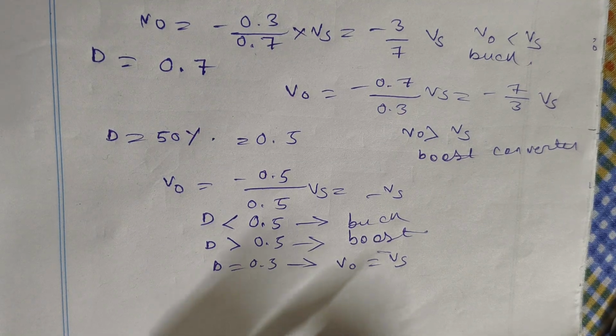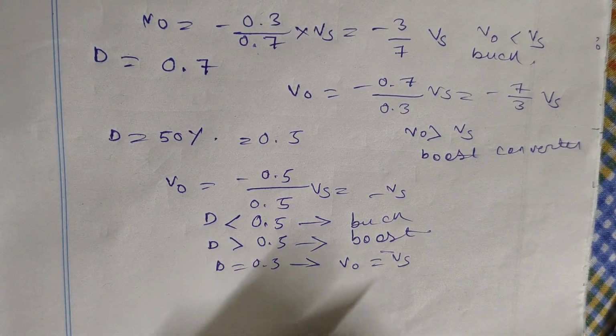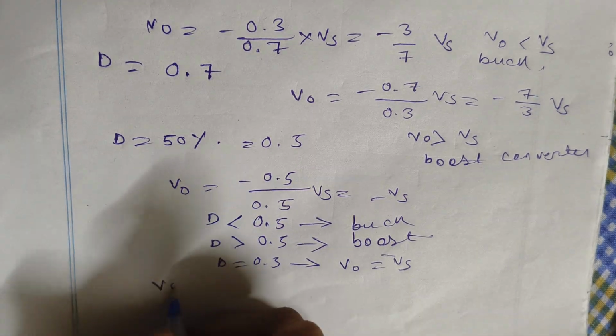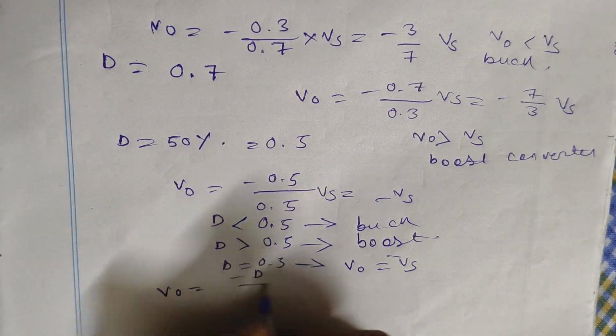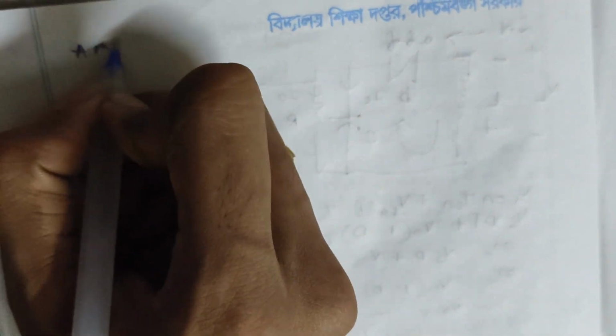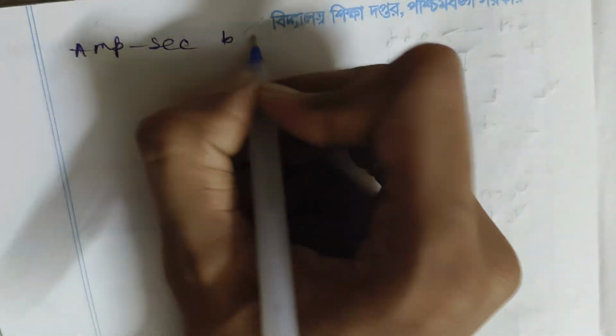Next we will see the ampere-second balance in the case of the capacitor. So the output voltage is clear to you, that is V0 is equal to minus D by 1 minus D times Vs. Now we will apply the ampere-second balance. Let us move to the next page.